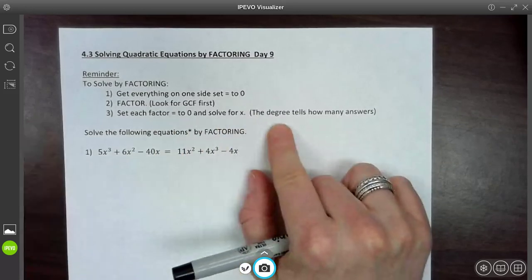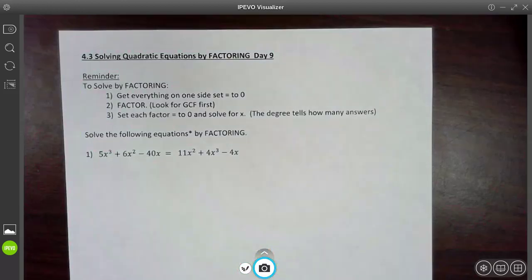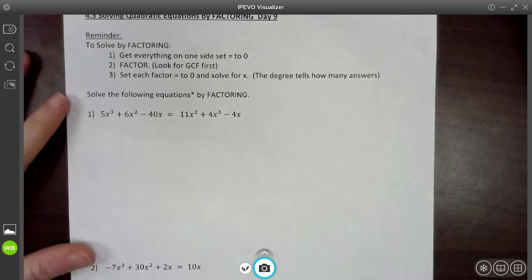And then guys, don't forget, the degree of the equation tells you how many answers you should be getting. So a degree 2 equation has 2 answers. A degree 1 equation has 1 answer. A degree 3 equation should have 3 answers. All right, so guys, let's look at the problems.